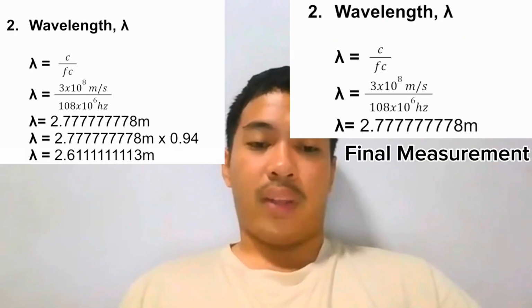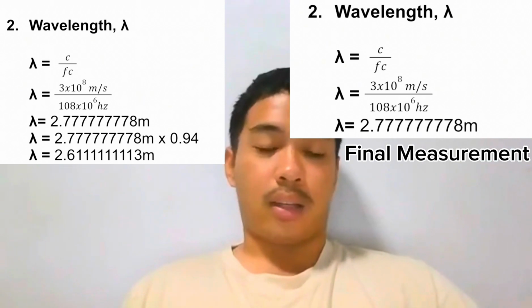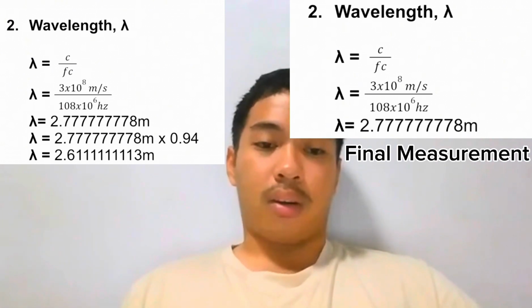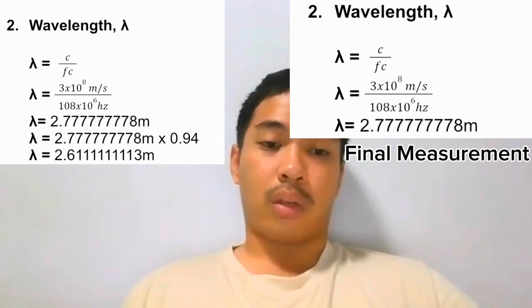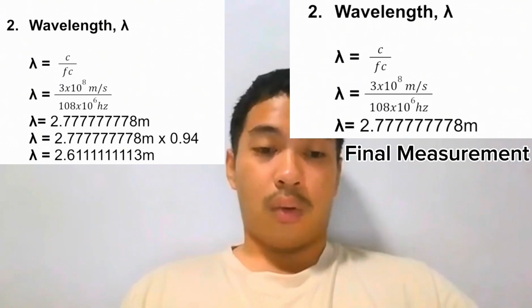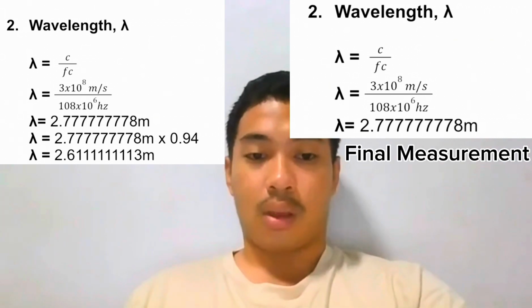Next is finding the wavelength. In finding the wavelength, we just have to divide the speed of light over the center frequency. The speed of light is a constant of 3 times 10 raised to 8 meters per second, over our center frequency of 108 times 10 raised to 6 Hz, which is equal to 2.7777777778 meters.